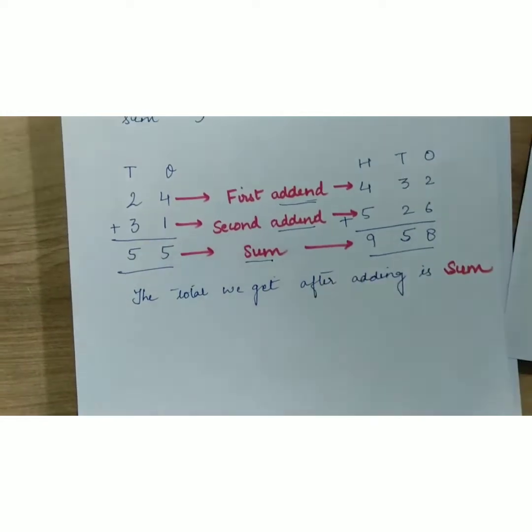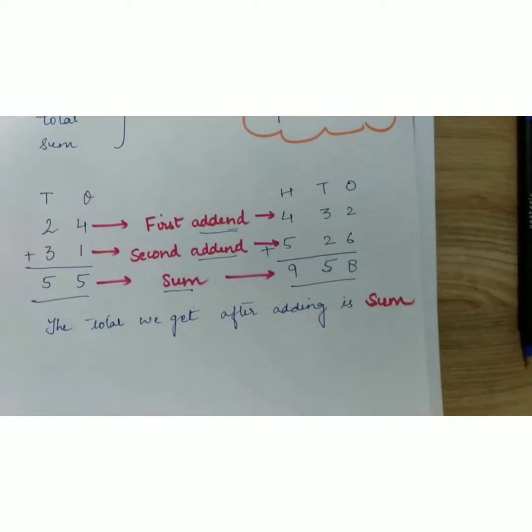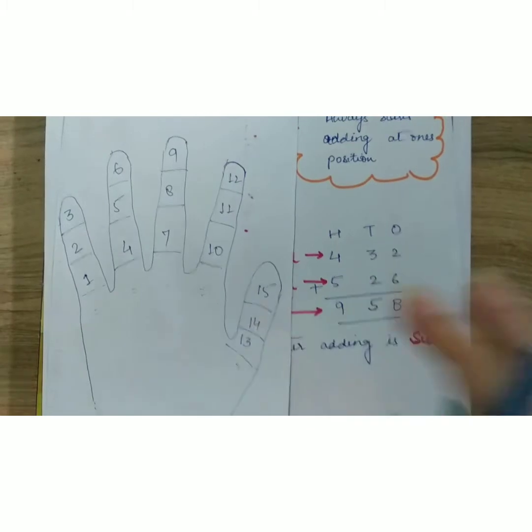Understood? So let's see the addition of a 3-digit number. So it is my hand. I know it's a big fat hand. No?